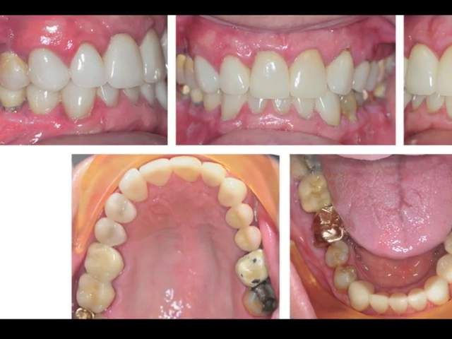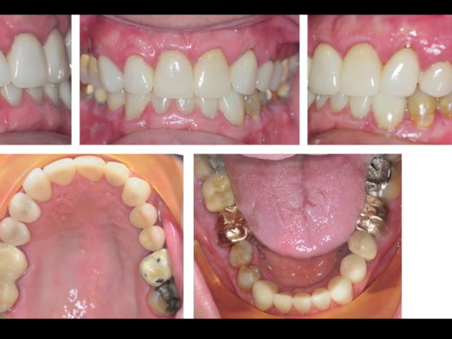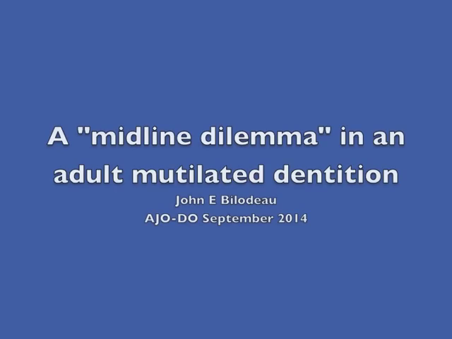Here is a preview of the final results. Click on the link below to see the full treatment report in the September issue of the AJODO.